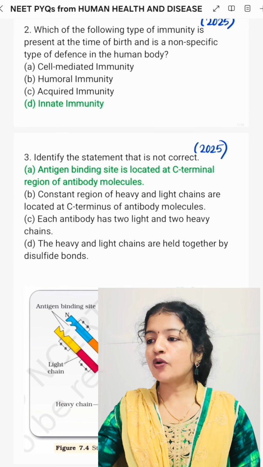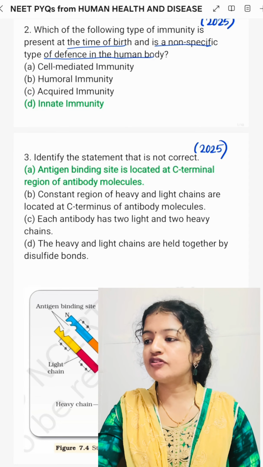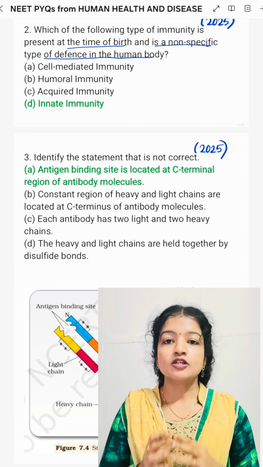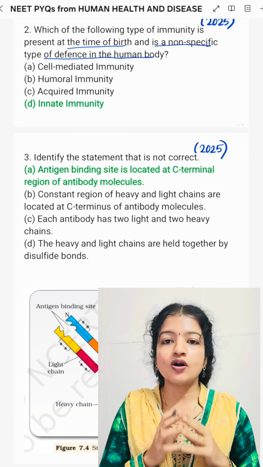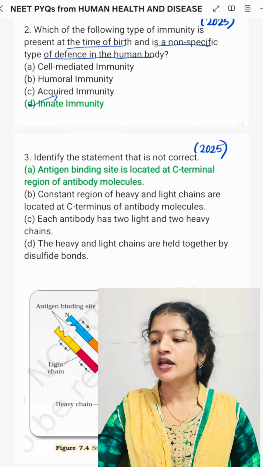Then which of the following type of immunity is present at the time of birth and is a non-specific type of defense in the human body? So நம்ம பிறந்ததுல இருந்தே இருக்க immunity and non-specific type of defense, it is the innate immunity. Option D is the correct answer.